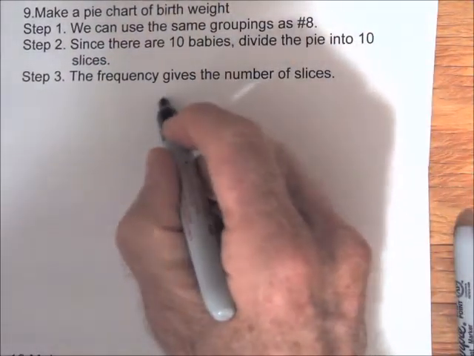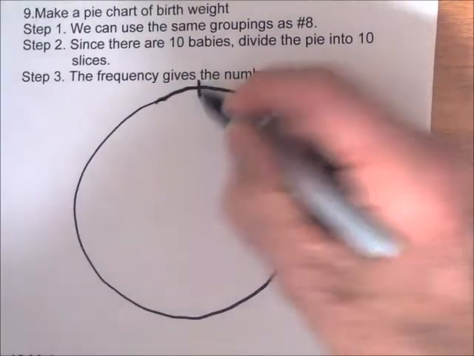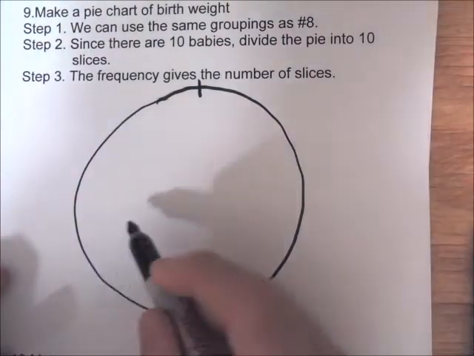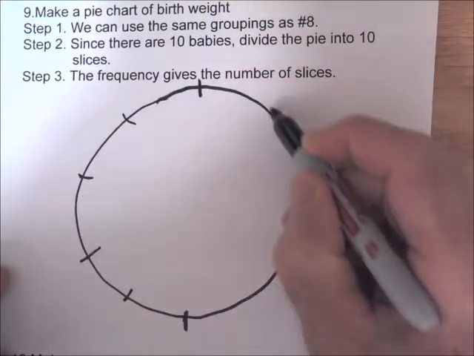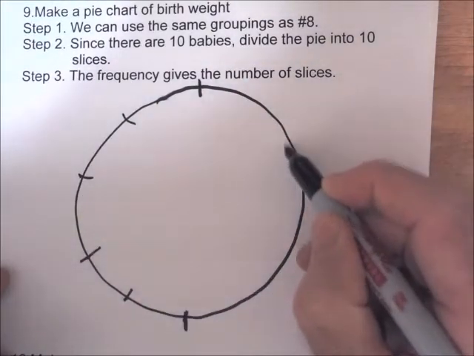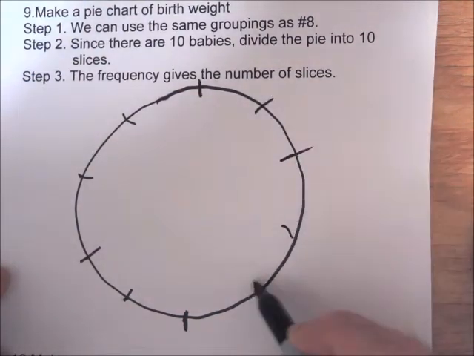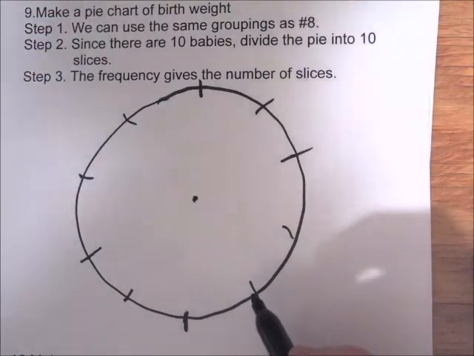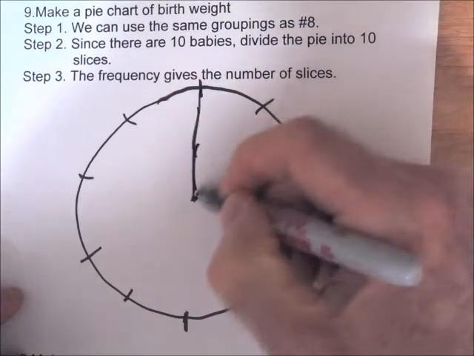So we make a big circle here, and because we have 10 babies, we want to divide it into 10 pieces. Try to make these equal. I'm kind of oddballing it here. I'm probably not exactly right, but okay. So we have one baby in the 60s.